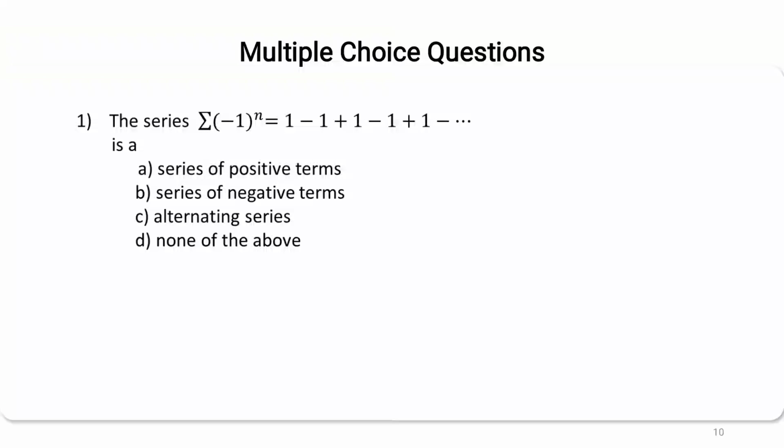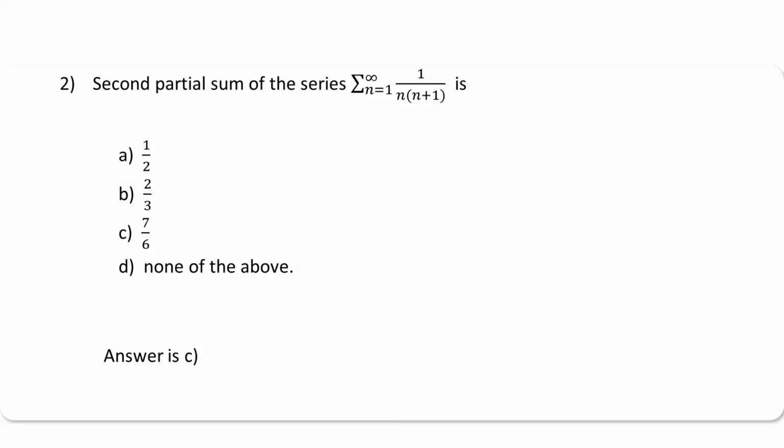If all the terms of the series are negative, that is a negative series. Alternating series means a series having positive, negative, alternate terms. That is the answer: alternating series. The answer of this series is answer C, alternating series. Answer C.